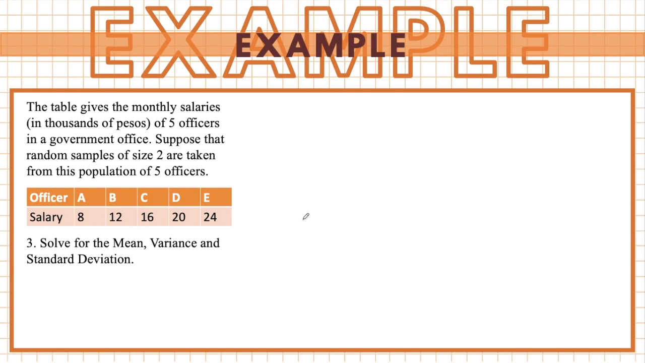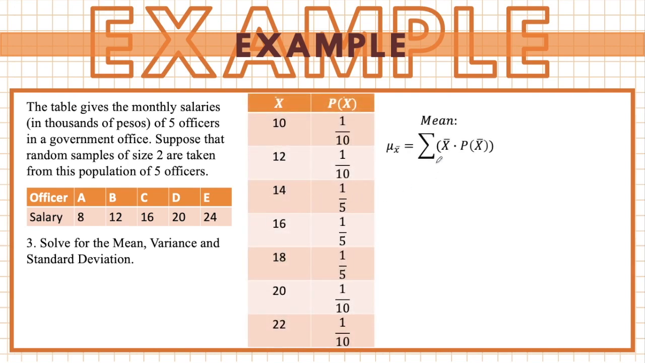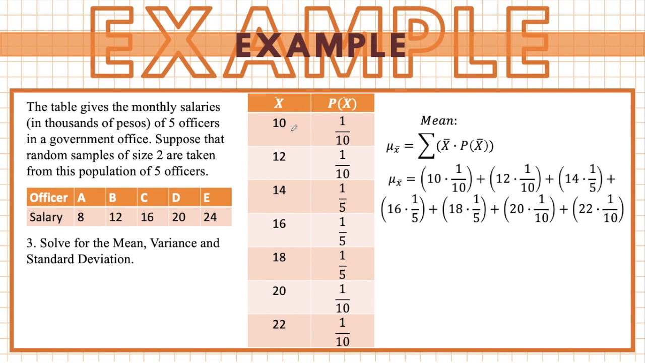Next, we solve for the mean, variance, and standard deviation. So in solving for the mean, we will be using the formula summation of sample mean times probability of the sample mean. So to use this formula, we will multiply the sample mean and its corresponding probability, and then we get the sum of the products.